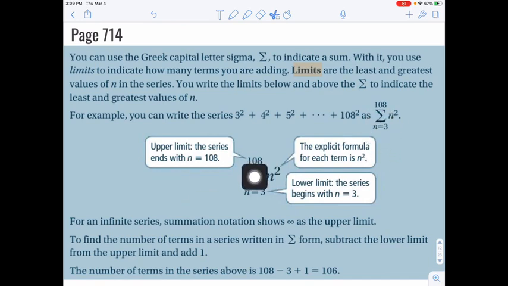So the upper limit is where the series ends, with n equals 108. The lower limit is where the series begins, with n equals 3. And this right here is going to be your explicit formula for each term, which we can see will be n squared. For an infinite series, summation notation shows infinity as the upper limit. To find the number of terms in a series written in summation form, subtract the lower limit from the upper limit and add 1. The number of terms in the series above is 108 minus 3 plus 1, which equals 106.